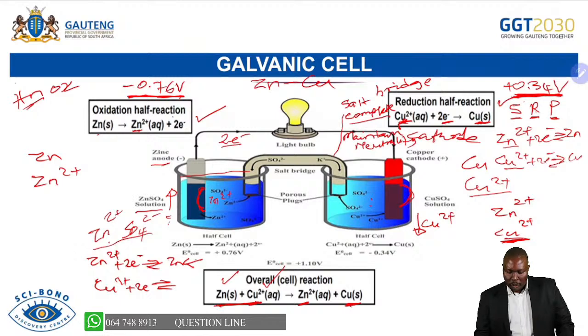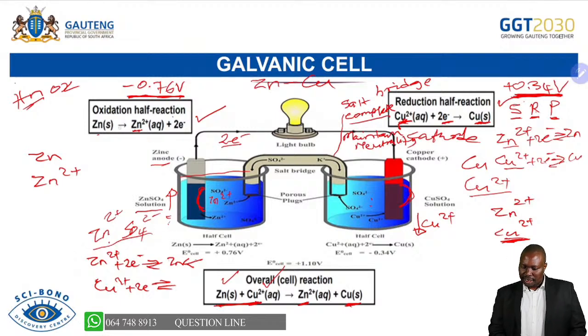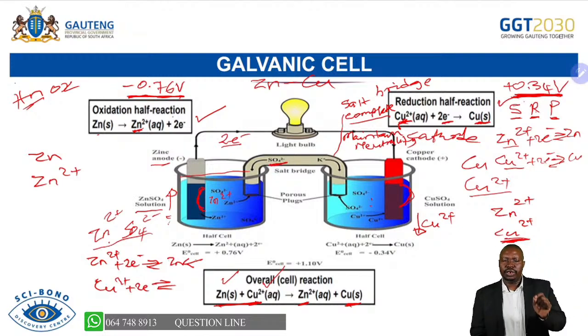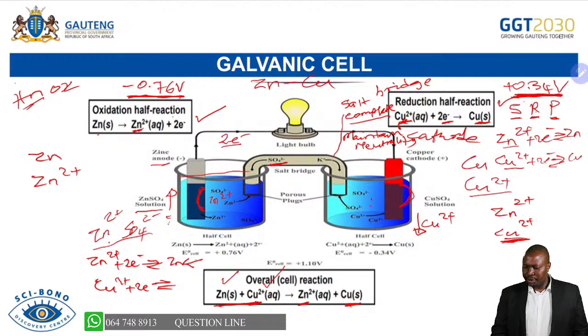I mean that when zinc loses electrons and becomes zinc 2 plus, we have a lot of positive charges here. Hence, the ions from the salt bridge come in; we call it the salt bridge, which in this case is potassium sulfate. The SO4 2 minus will come to this side to neutralize the zinc 2 plus that is being formed.